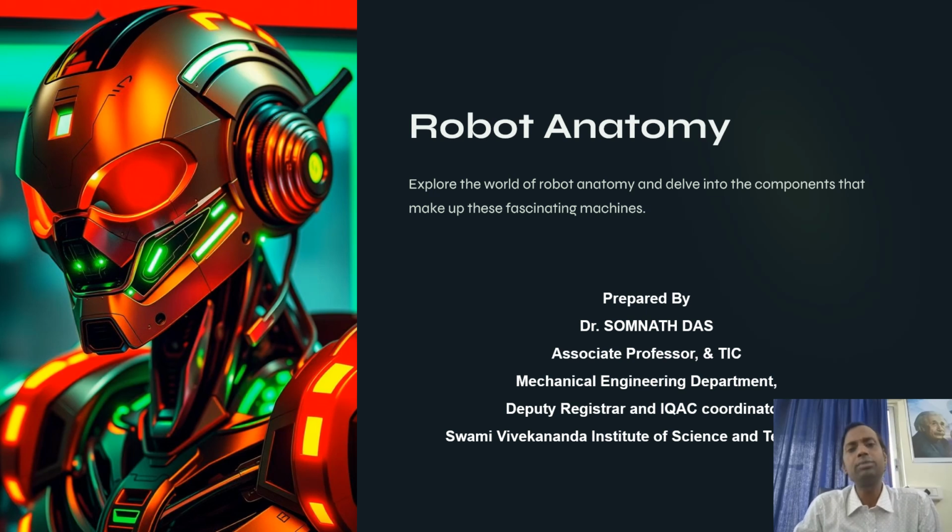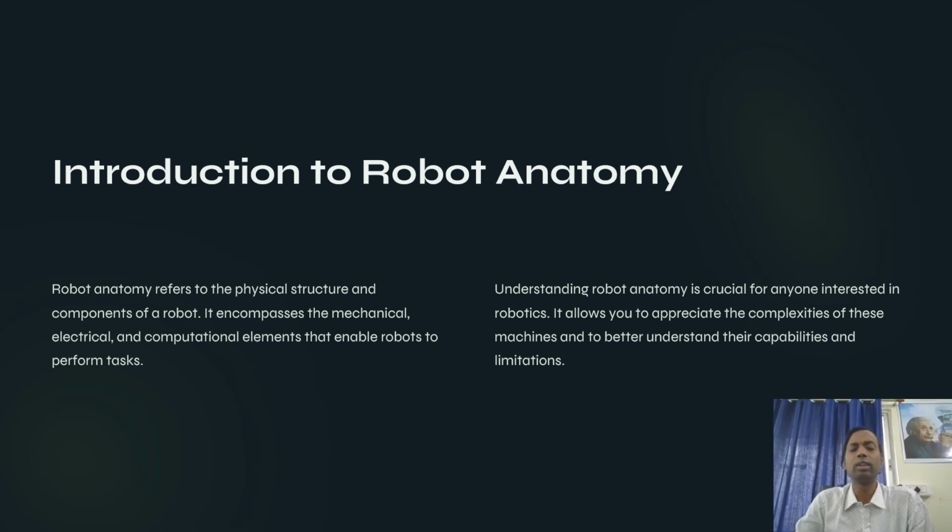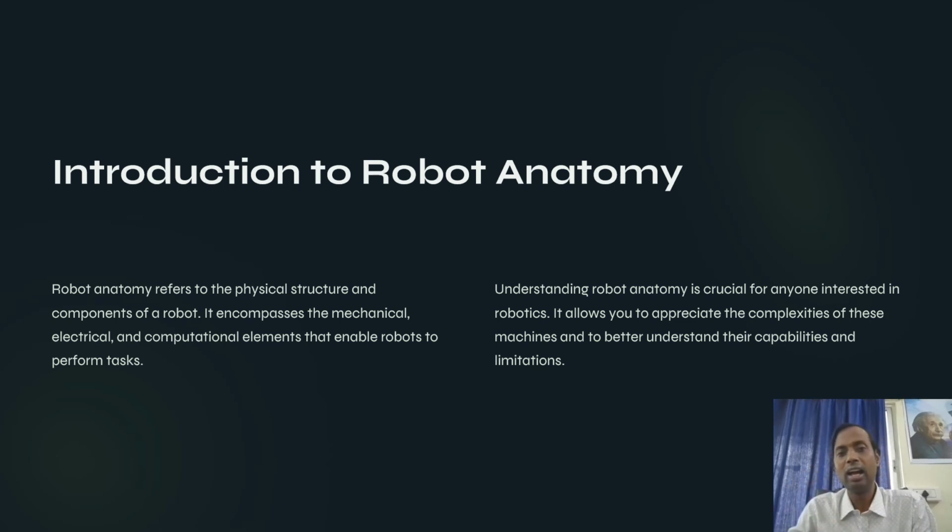So, in this subject, I shall explore the world of robot anatomy and delve into the components that make up these fascinating machines. This is the introduction of robot anatomy. Robot anatomy actually refers to the physical structure and components of the robot. It encompasses the mechanical, electrical, and computational elements that enable robots to perform tasks.